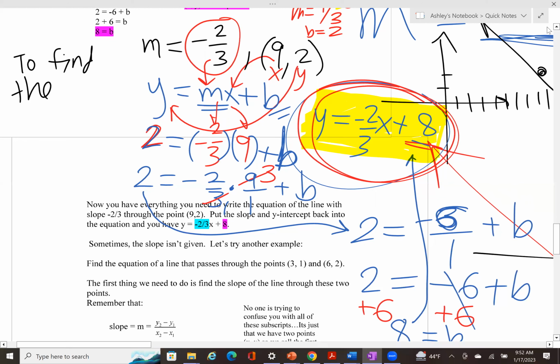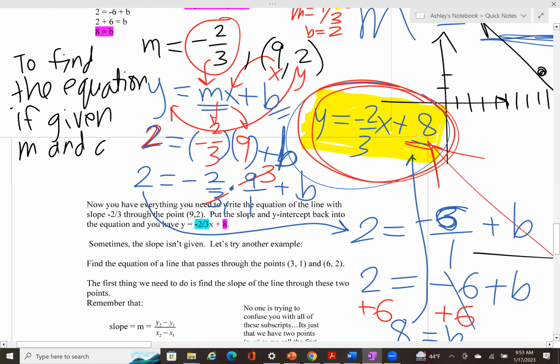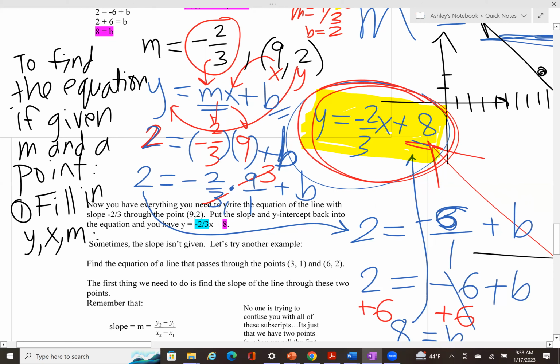The equation of a line, if you're given the slope and a point on the line. Okay, how do we do it? We fill it all in. First, fill in what you know to that y equals mx plus b. You should know an x value and a y value and an m.